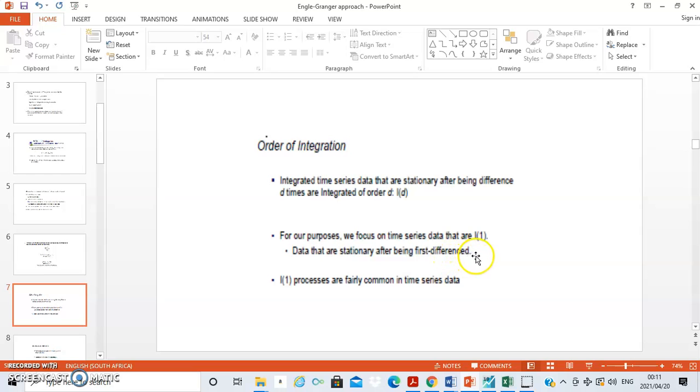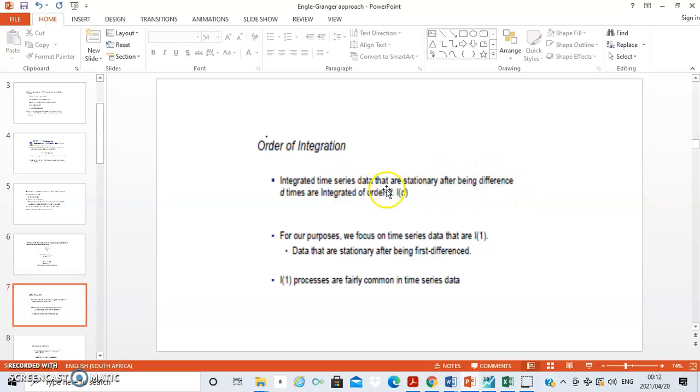Okay, so then we can also talk about order of integration. Now, what is the order of integration? A variable or a series can be integrated of either order 0, order 1, order 2, or higher order. And that's why we say integrated time series data are stationary after being differenced. So what are we saying here? The variables that are integrated might not necessarily be integrated of order 0, but they can be integrated of order 1 or up, however many times it's differenced.